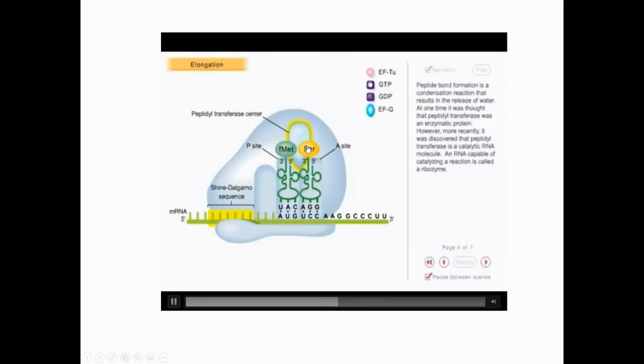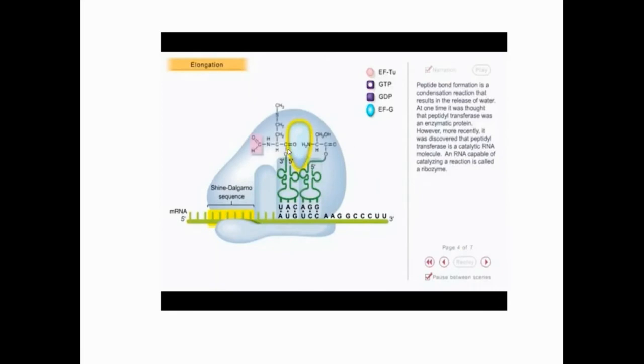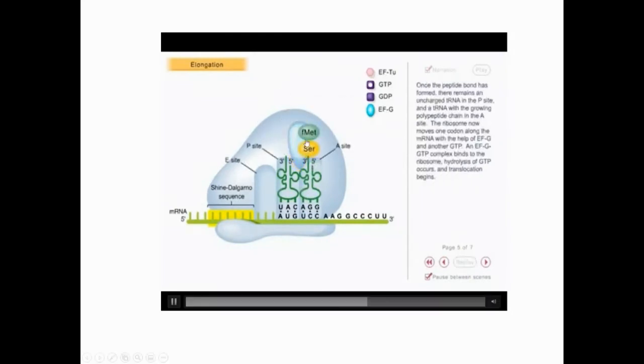At one time, it was thought that peptidyl transferase was an enzymatic protein. However, more recently, it was discovered that peptidyl transferase is a catalytic RNA molecule. An RNA capable of catalyzing a reaction is called a ribozyme. Once the peptide bond has formed, there remains an uncharged tRNA in the P site and a tRNA with a growing polypeptide chain in the A site.